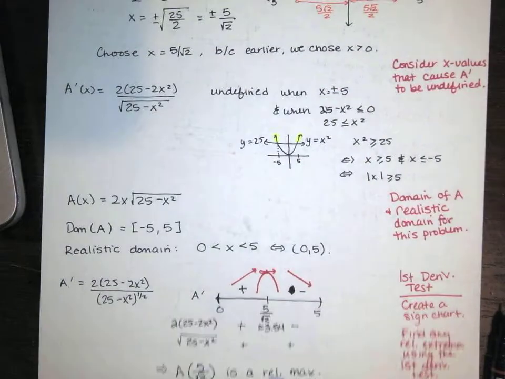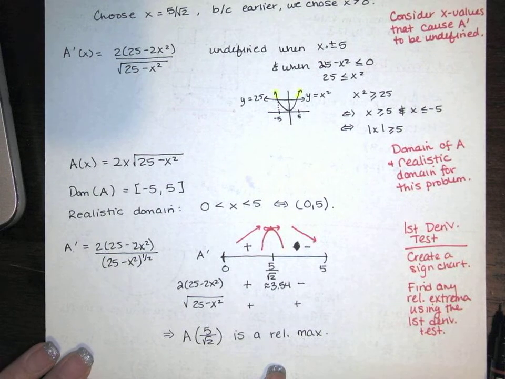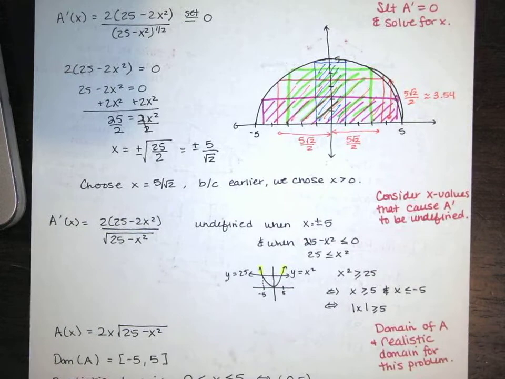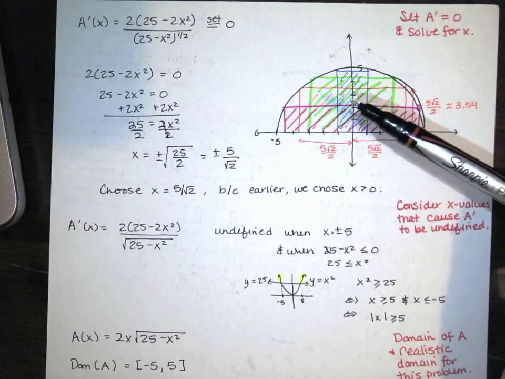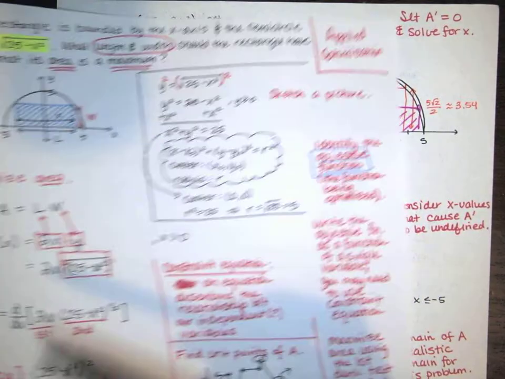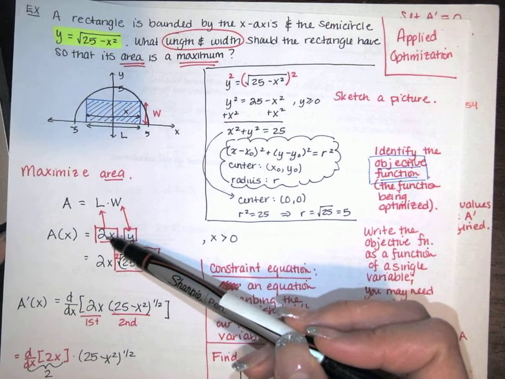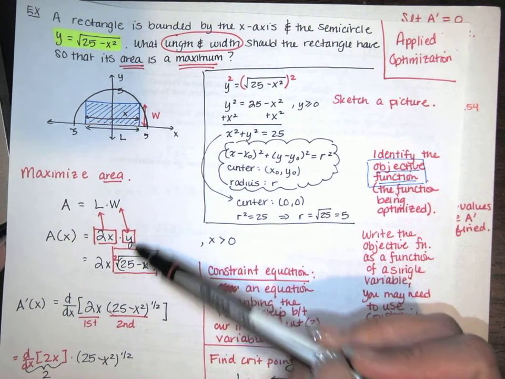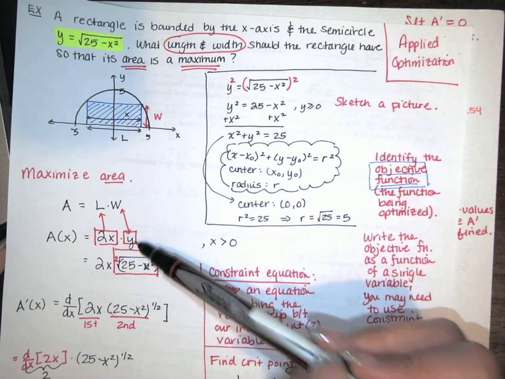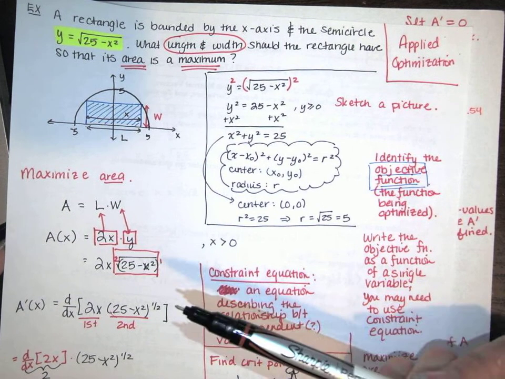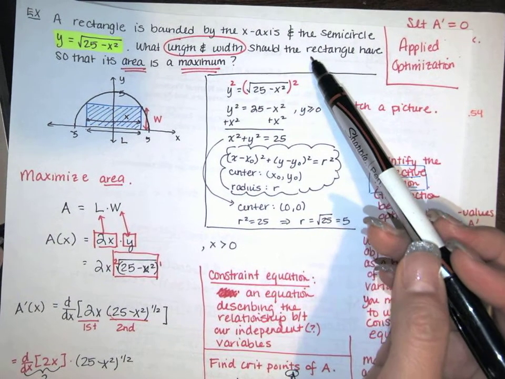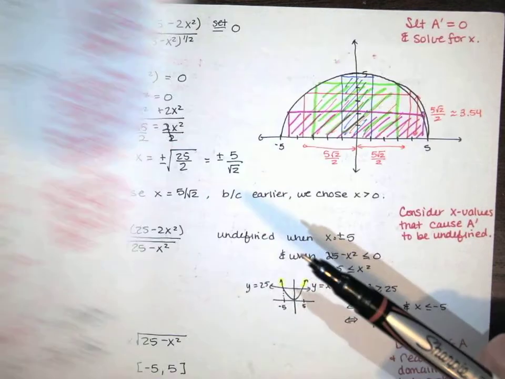But once we realized that we were at a maximum, then we went and found the length and width that would optimize our function. The length happened to be 2x, so we multiplied that critical value by 2. And the width happened to be y, so we substituted the critical value in here to find the y value. And those were the dimensions that gave us the maximum area for that rectangle.